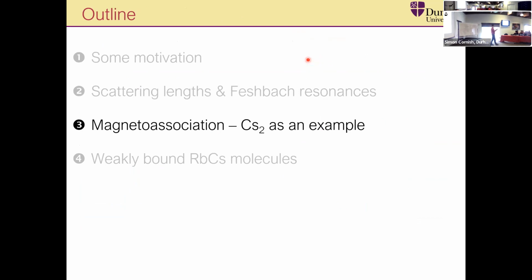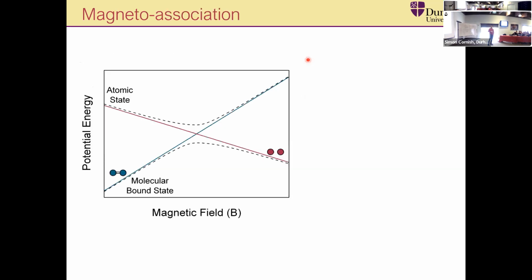Okay, so we're not interested in tuning the interactions at this stage. What we're interested in is using this avoided crossing to get into the molecule. So I'm going to tell you about magnetoassociation and use actually cesium, a homonuclear system, just as an example. So this is the picture we have. And as I said, to make a molecule is very easy. Just find one of these resonances, and you take the magnetic field and you sweep across it. And you follow this avoided crossing, and you end up in this weakly bound molecule.